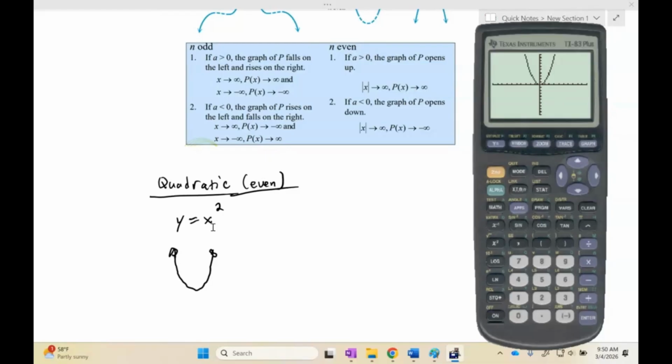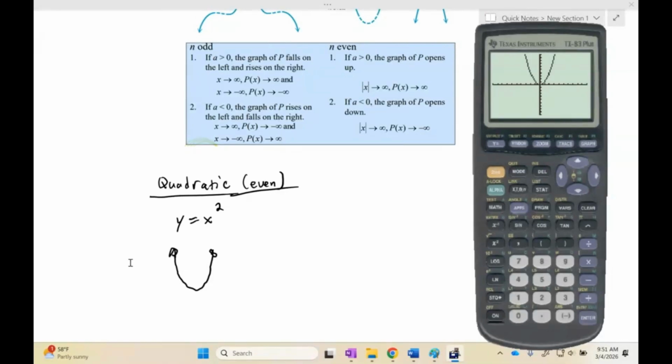This graph is even because the largest power is an even number. It's also even because when you graph an even function, both ends are going to do the same thing. They're either going to go up or they're going to go down. So you can tell if it's odd or even just based on the largest power. If that largest power is an even number, it's an even function. If it's an odd number, it's an odd function.